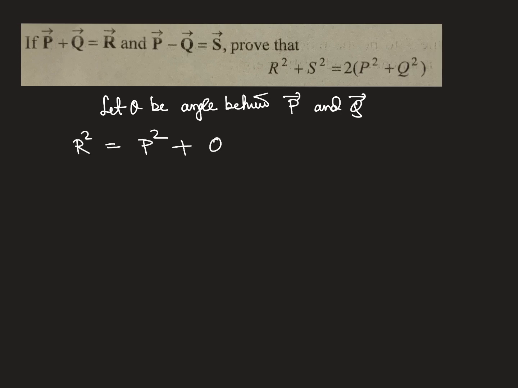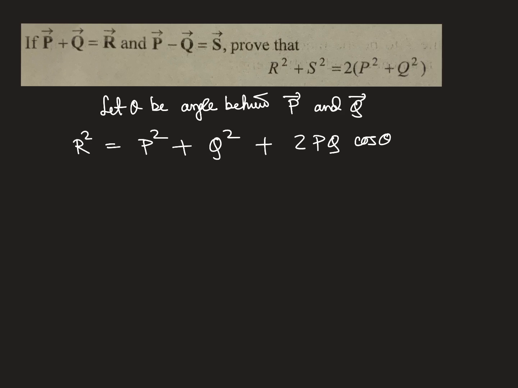Okay. If P plus Q equal to R and P minus Q equal to S, prove that R square plus S square equal to twice P square plus Q square. So let theta be the angle between P and Q, that means vector P and vector Q. So R square is equal to P square plus Q square plus 2PQ cos theta.